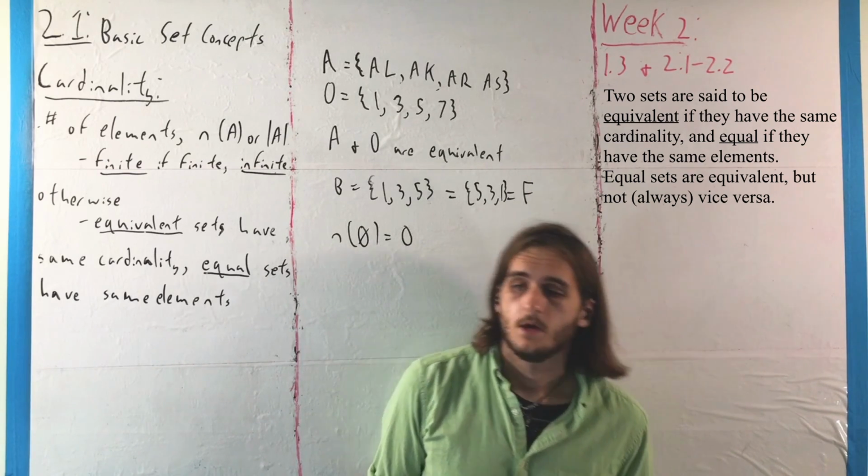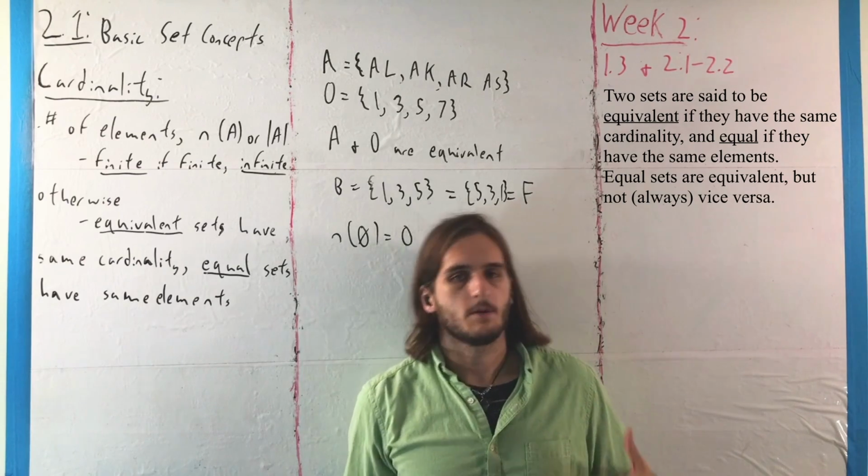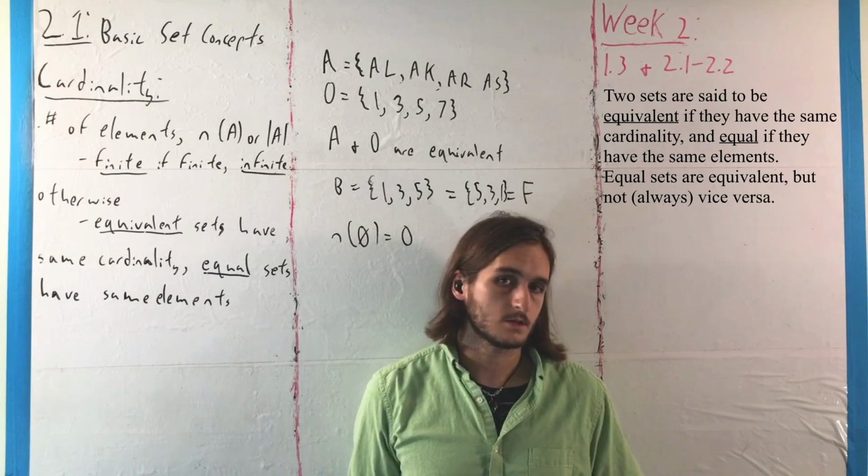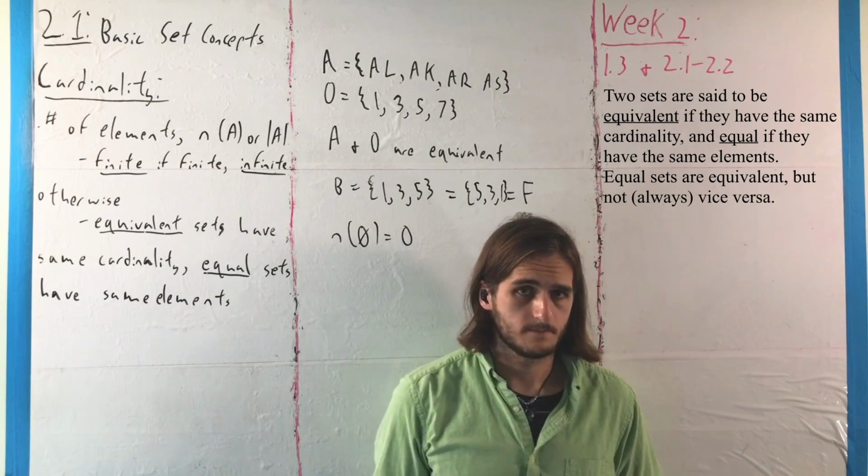So in 2.2, we're going to describe another sort of relationship that we can have between sets, where we look at things called subsets. That's next.